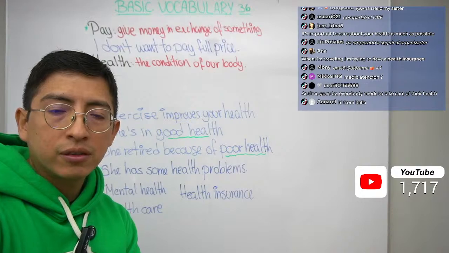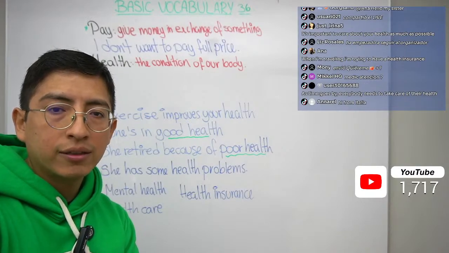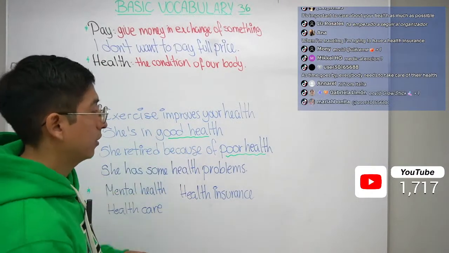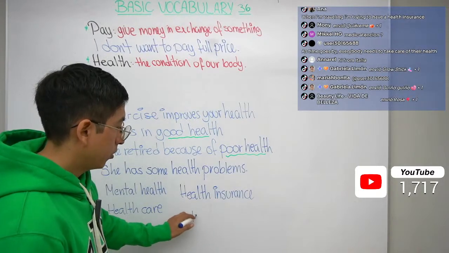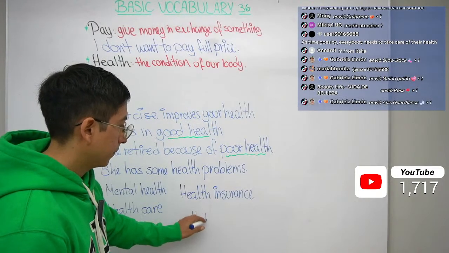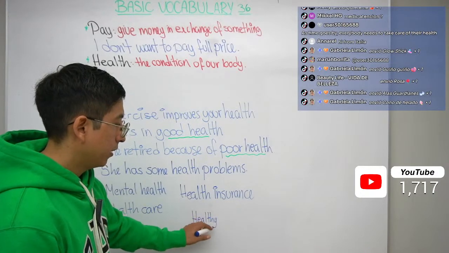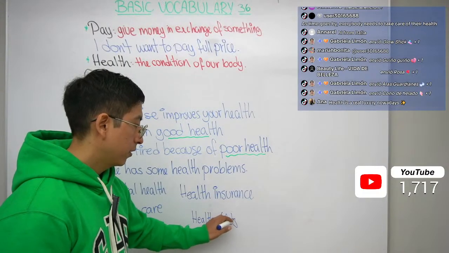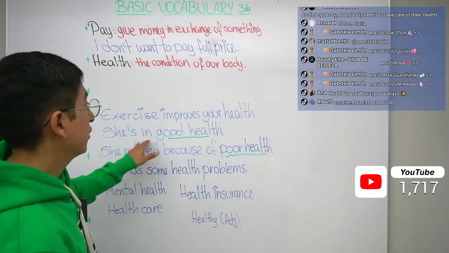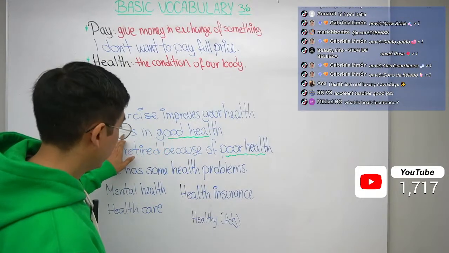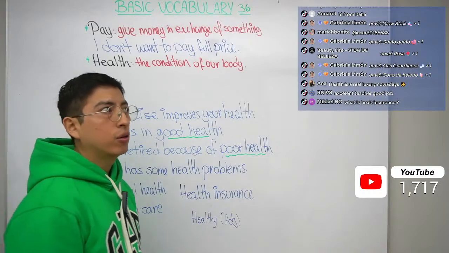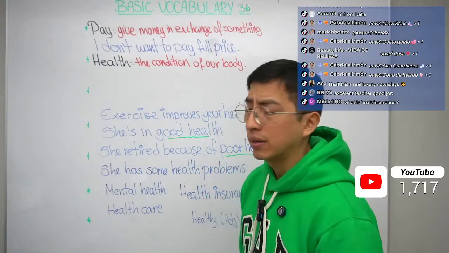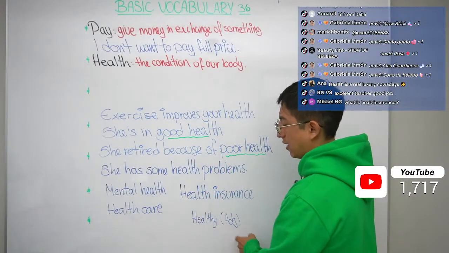Let's see. Unhealthy. Okay, Natalia, remember, health is a noun. Now we have the word healthy. Healthy is an adjective. So we can say she's in good health, or we can say she's healthy, or maybe you can say I'm a healthy person. Why? We can use this because healthy is an adjective.